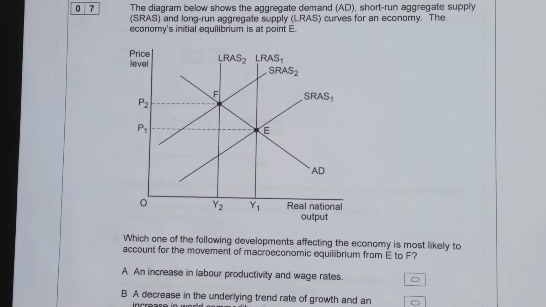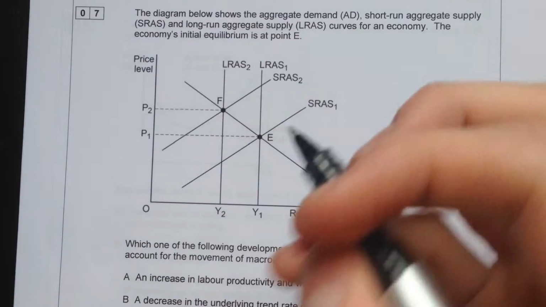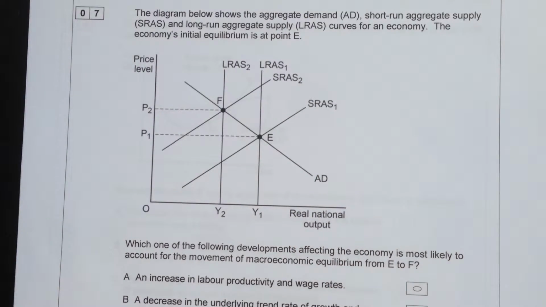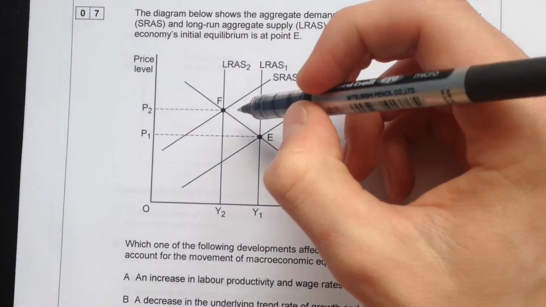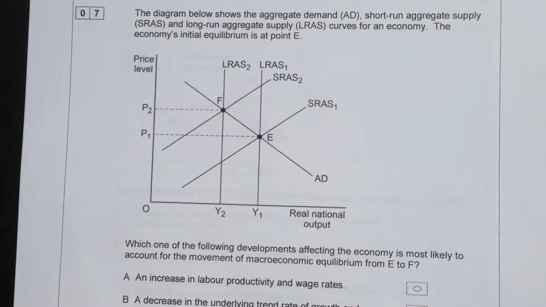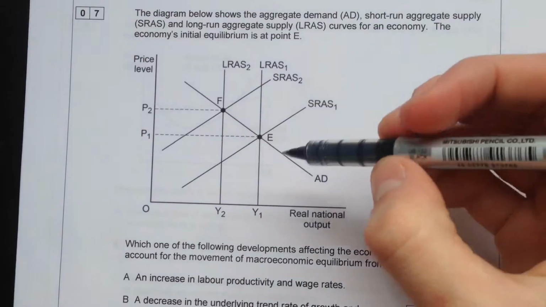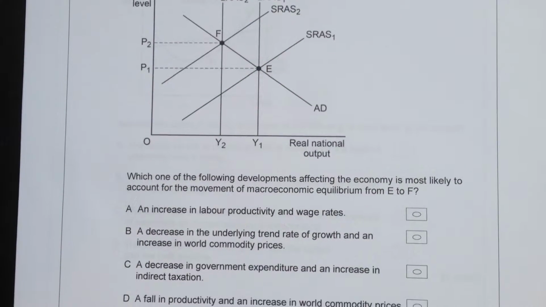Question 7 asks, the diagram below shows the aggregate demand, short-run aggregate supply, and long-run aggregate supply curves for the economy. The economy's initial equilibrium is at point E. Which one of the following developments affecting the economy is most likely to account for the movement in the macroeconomic equilibrium from E to F? So moving from E to F, SRAS is shifting to the left, which means that firms are less willing to supply the goods, and LRAS is also shifting to the left. So which one of these options causes that?